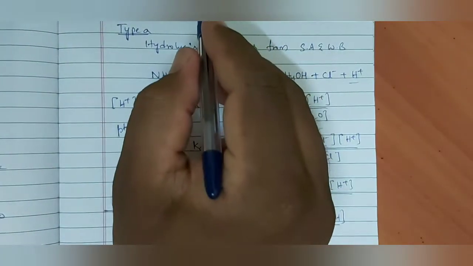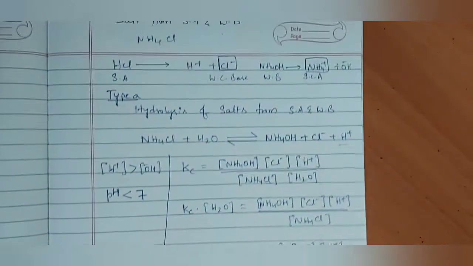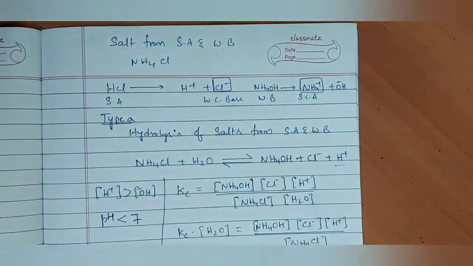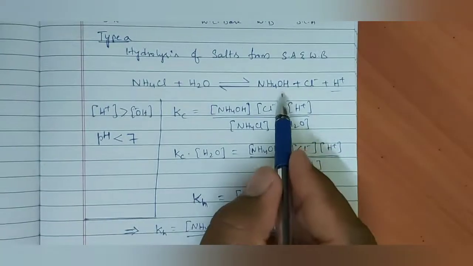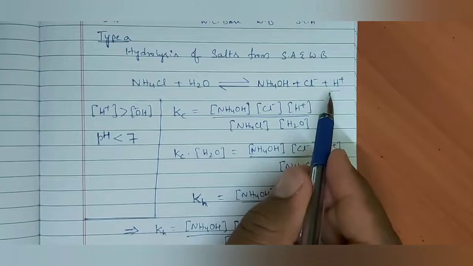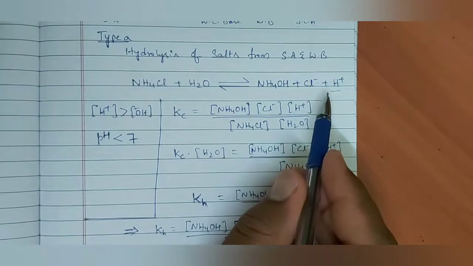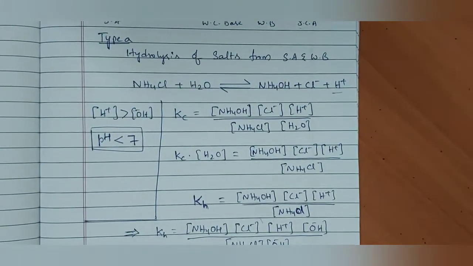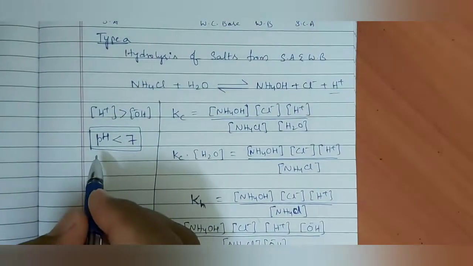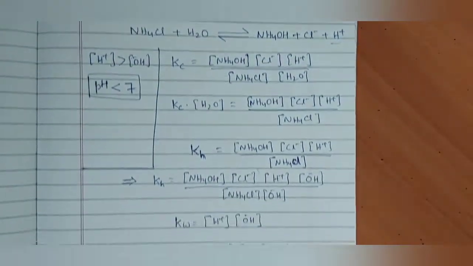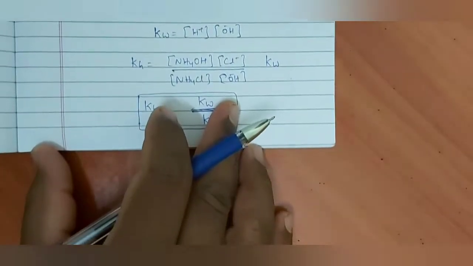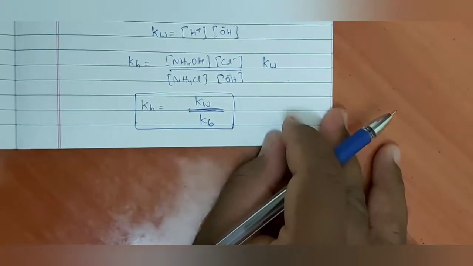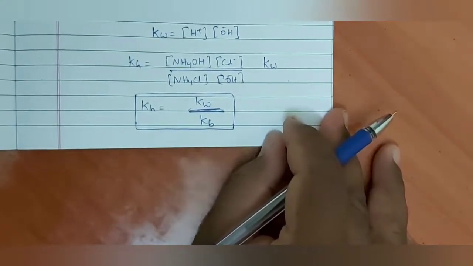Salts which are obtained from strong acid and weak base, if they undergo hydrolysis, the resulting solution is getting H plus ions. That means the resulting solution is acidic in nature. Acidic in nature means pH is less than 7. Is it okay? The final formula will be Kh is equal to Kw by Kb.